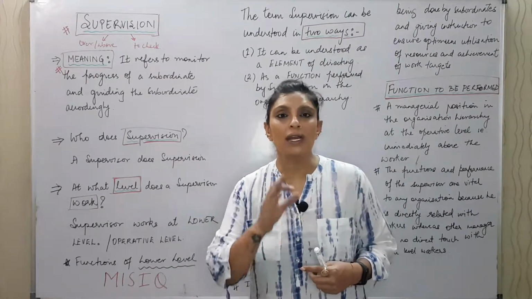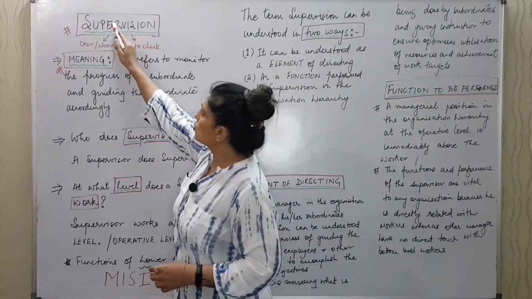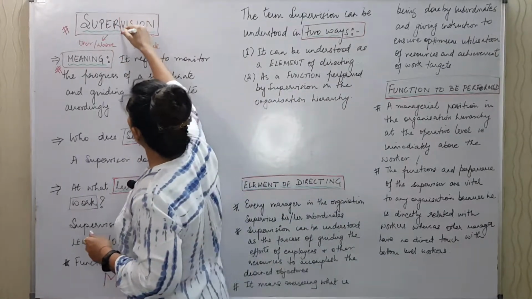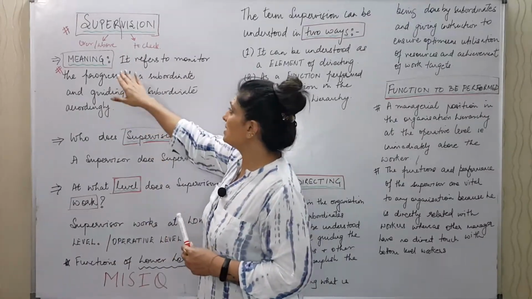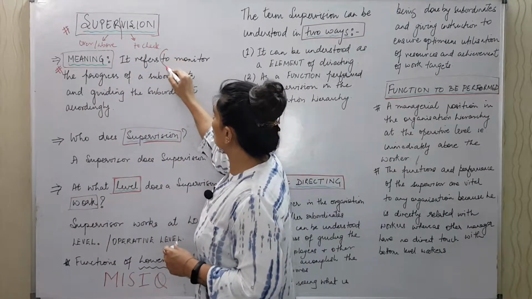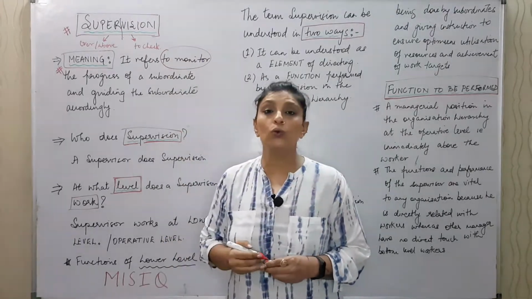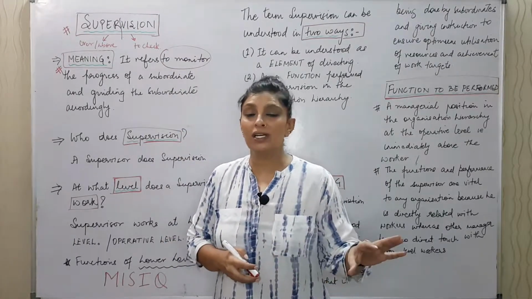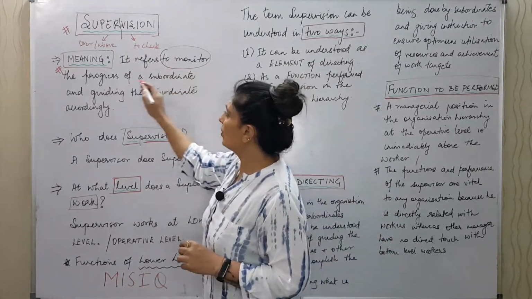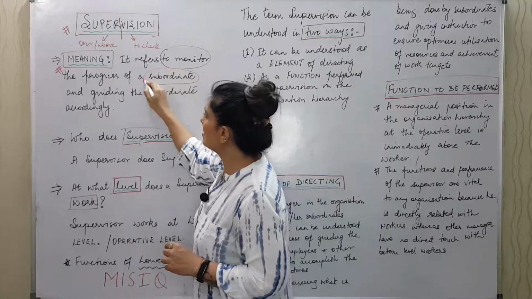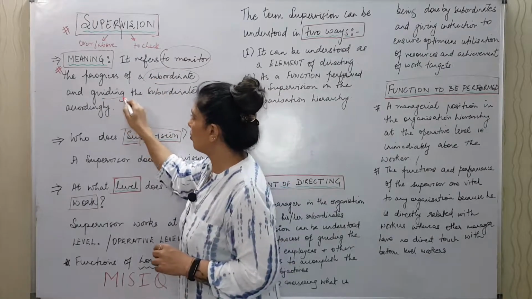Supervision means: super is divided into two, one is super, like here, and it is over and above. Vision means to see. That means it refers to monitor. Now you're monitoring somebody, you're checking somebody. Who is doing that? Somebody who is in constant contact with the workforce. So it refers to monitoring the progress of subordinates and guiding the subordinates to work accordingly.